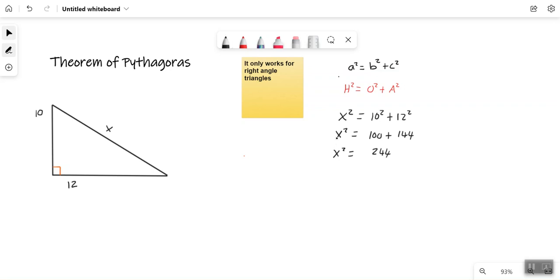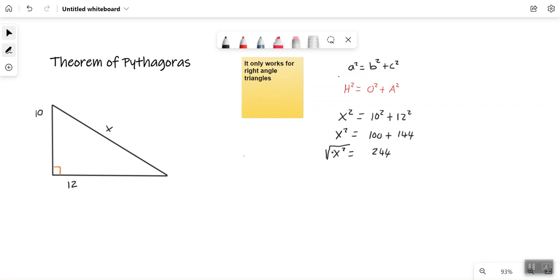Now, what we want to do is x squared, we're trying to find out what x is. We're trying to find out what the length is. So what we have here is x squared. So we want to get rid of this power up here. In order to get rid of the power, I have to do the opposite of what a power is, and that's I have to square root it.